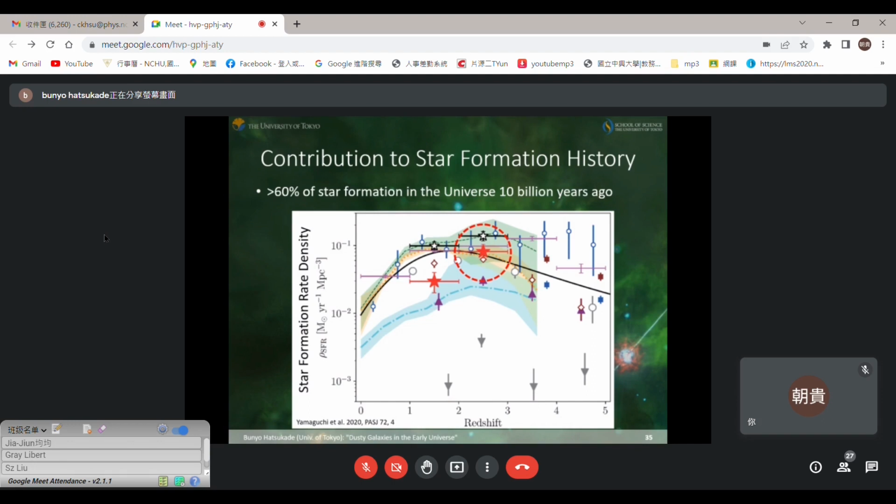This is because the number of sources is smaller in the distant universe. So the main contribution to the error is small number statistics, just the difficulty in detecting and finding galaxies in the early universe.